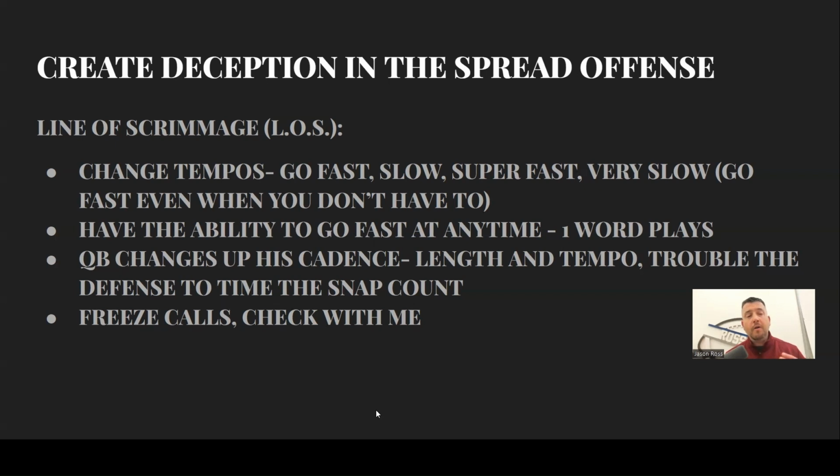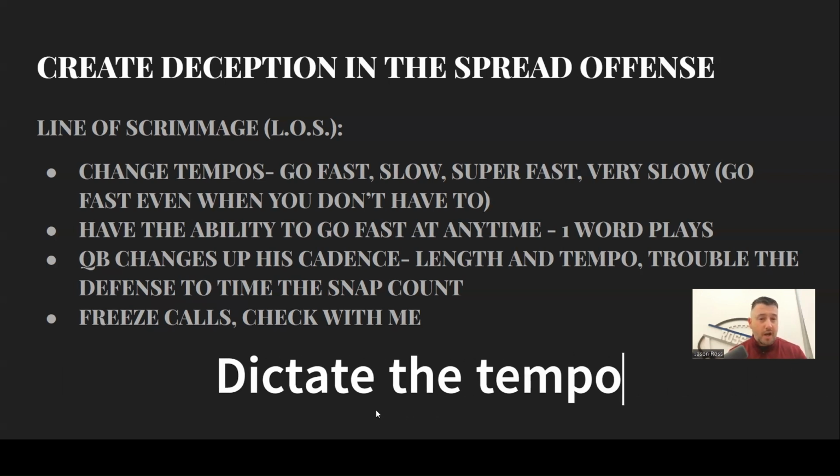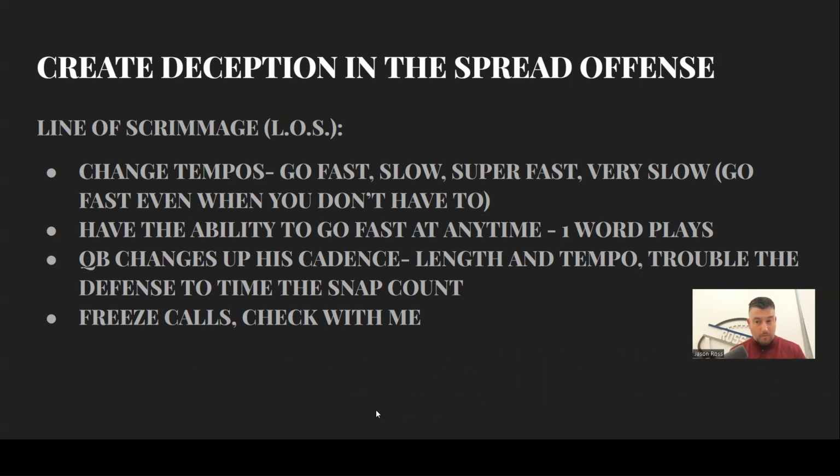First thing I'm going to talk about when it comes to deception is at the line of scrimmage. There's a bunch of things you can do at the line of scrimmage. For example, I feel like you need to be able to change your tempos at any point in time, to go fast, to go slow, to go really, really fast, or even to slow it down to a snail's pace at any point. I feel like you should not be able to go fast just because you have to, just because you're down and you need a 2-minute offense, you need to get down the field and score. No, I feel like you need to be able to change the tempo and do it regularly to keep the defense off guard, on their heels, not prepared.